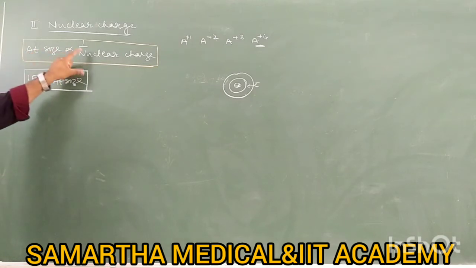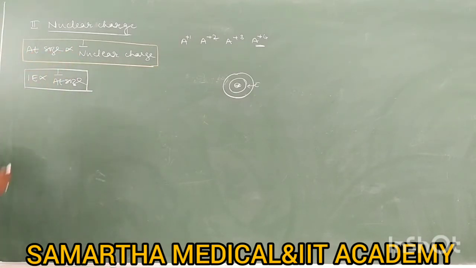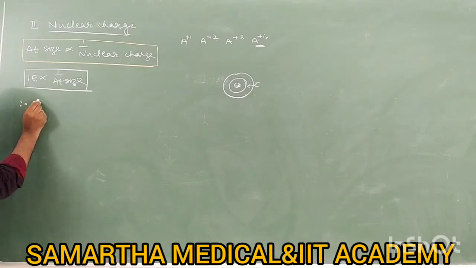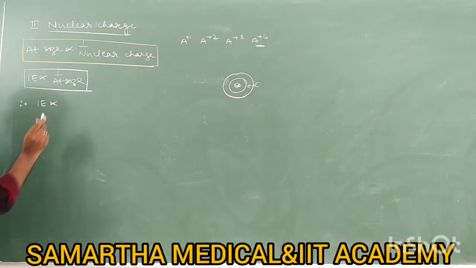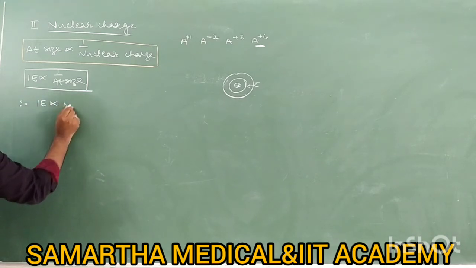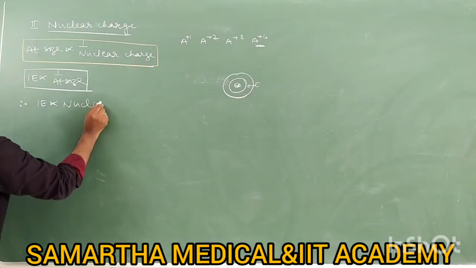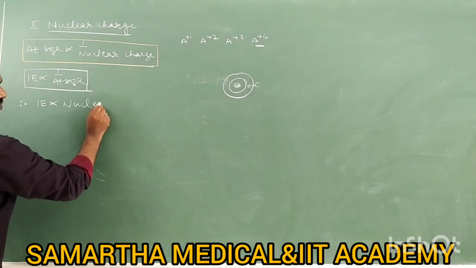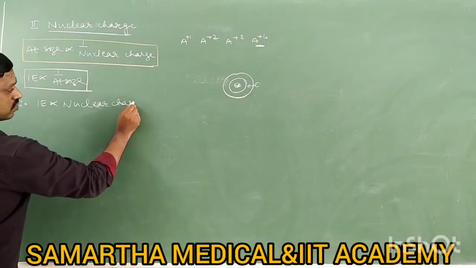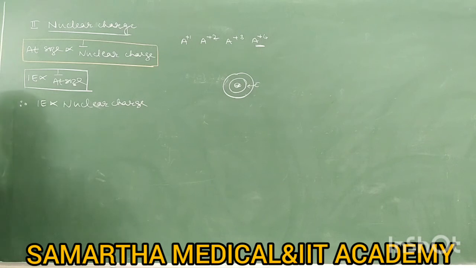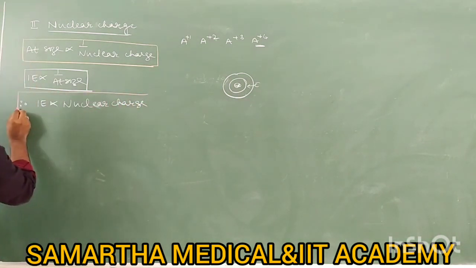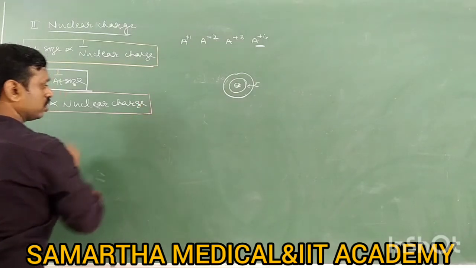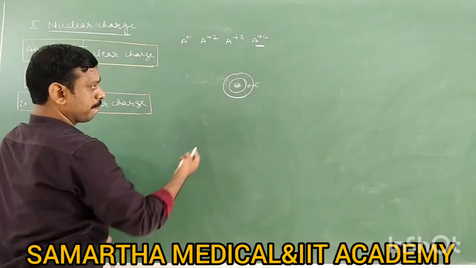Atomic size is inversely proportional to nuclear charge. So what is the relation between ionization enthalpy and nuclear charge? It is directly proportional. Ionization enthalpy is directly proportional to nuclear charge. How is this directly proportional? You can take it here only.